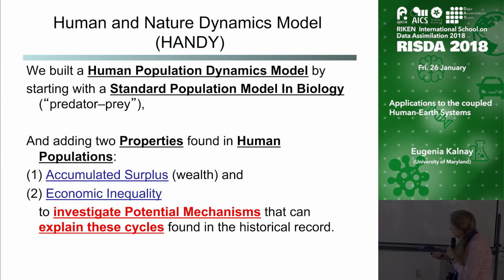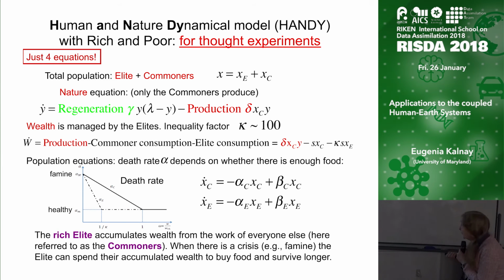So as a result of having accumulated wealth, economic inequality also appeared in human systems after agriculture, and we investigate the mechanisms. And the model is exceedingly simple. It just has 4 equations. For example, this is the equation for nature. It has a nature equation and then a population equation which has rich and poor. We didn't want to call them rich and poor, so we call them elite and commoners.